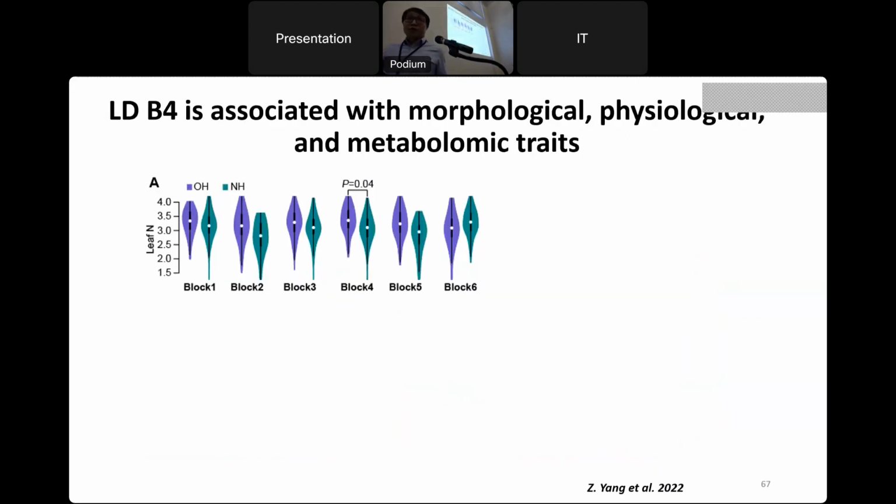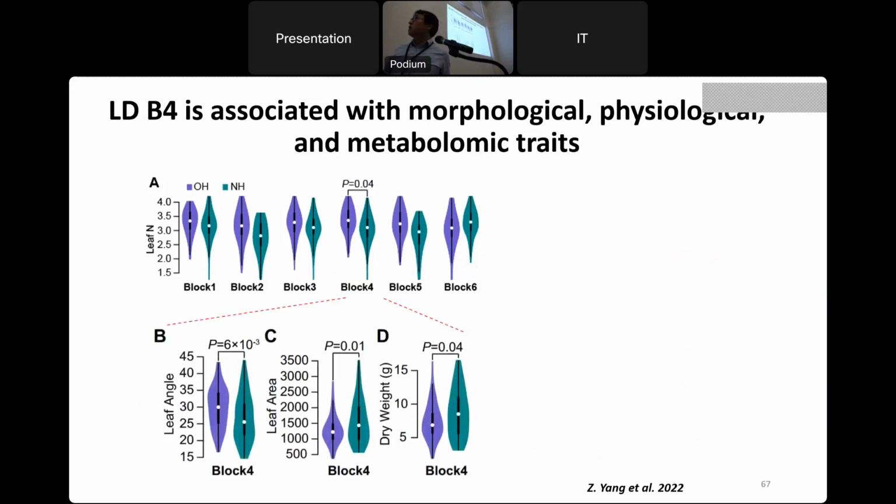We focused on this region, and using this population we found that the region, especially LD block 4, is also associated with some other traits. Again, we confirmed it's associated with leaf nitrogen content, but also leaf angle, leaf area, and leaf dry weight. As I showed earlier, we also measured the metabolites.